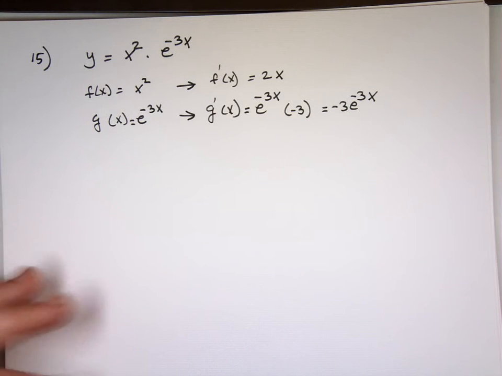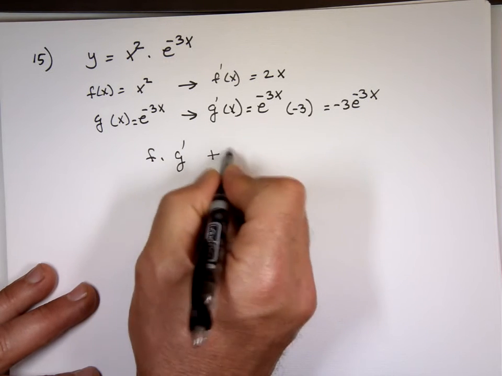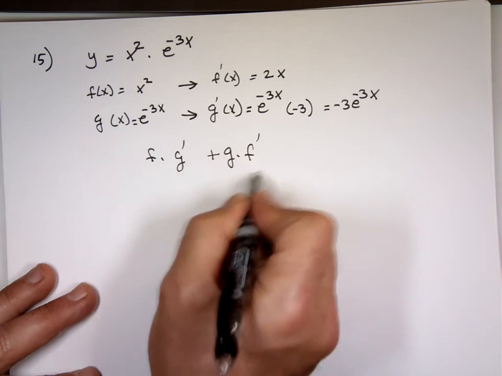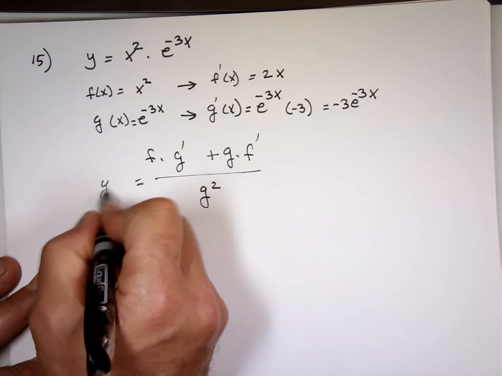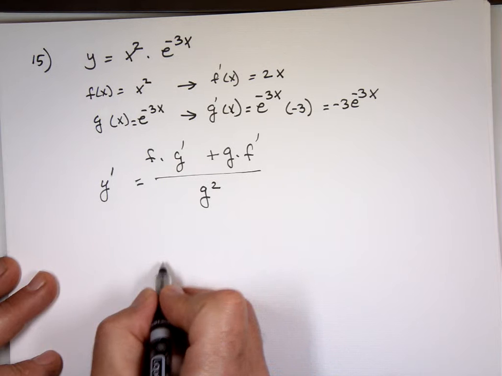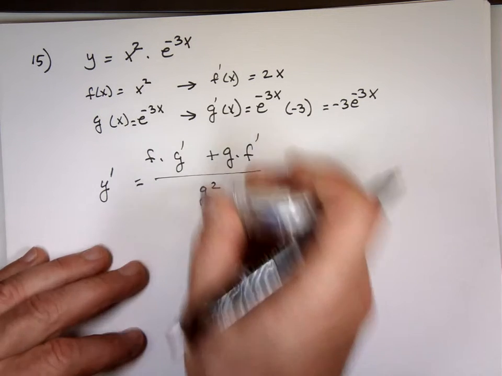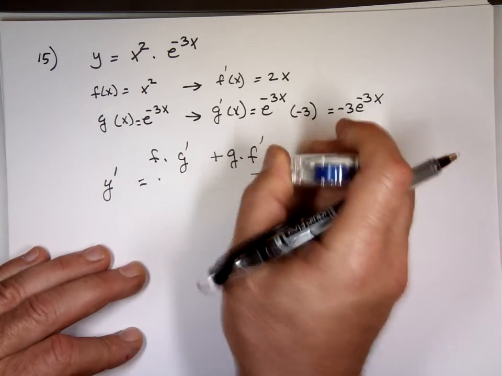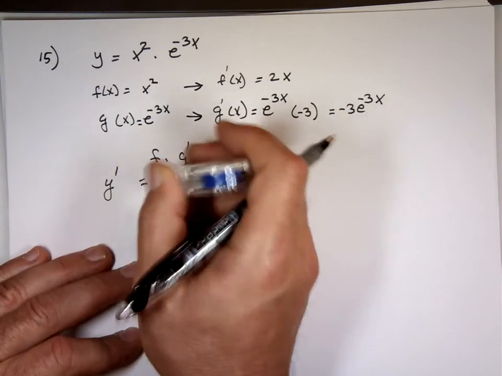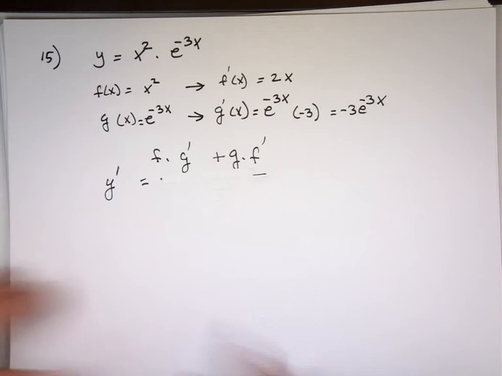So now again, the product rule, f times g sub prime plus g times f prime. Oh, there's no division, product rule. I am getting tired too. I can't make any more mistakes. I gotta be careful now. Boy.